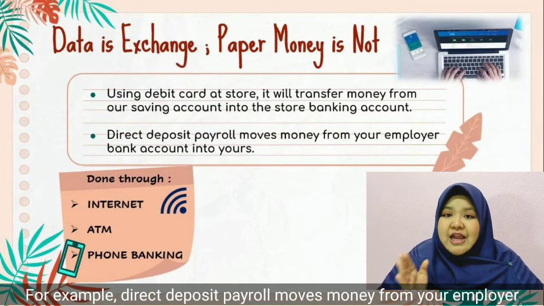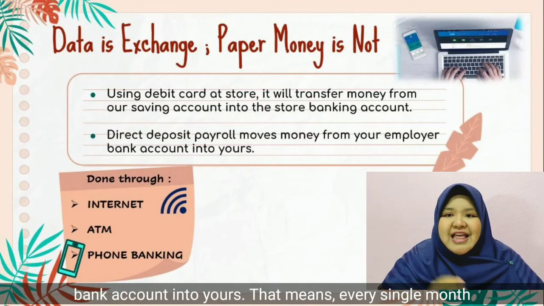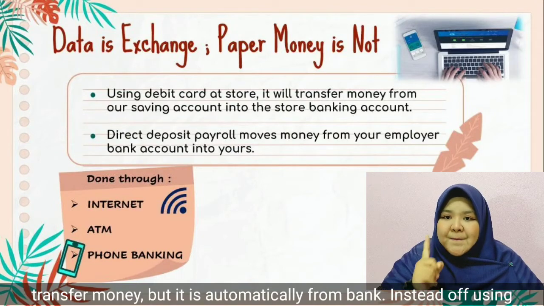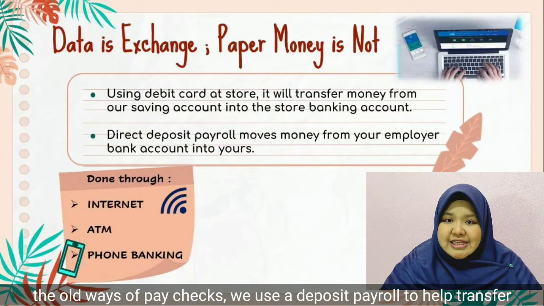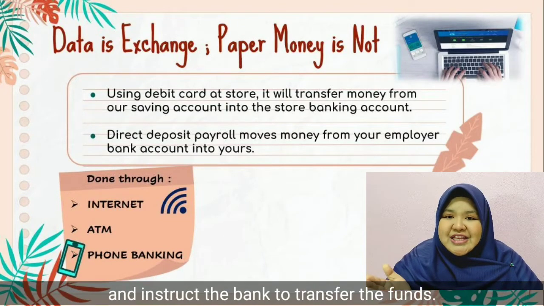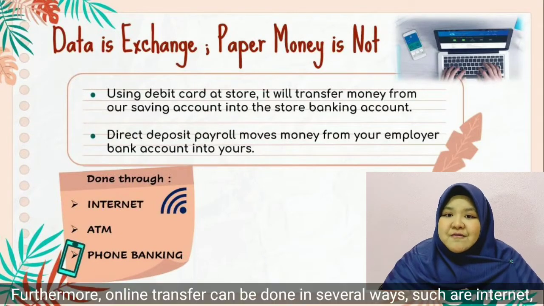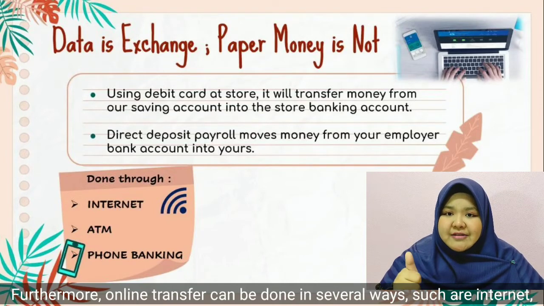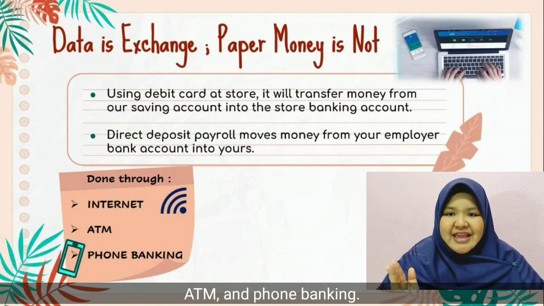For example, direct deposit payroll moves money from your employer's bank account into yours. That means every single month, when you receive your salary, it doesn't mean the company or the boss itself transfers the money, but it is automatically done by the bank. Instead of using the old way of paying by checks, we use direct deposit payroll to help transfer your salary every month. So, the company will go to the bank and instruct the bank to transfer the funds. Furthermore, online transfer can be done in several ways such as internet, ATM, and phone banking.